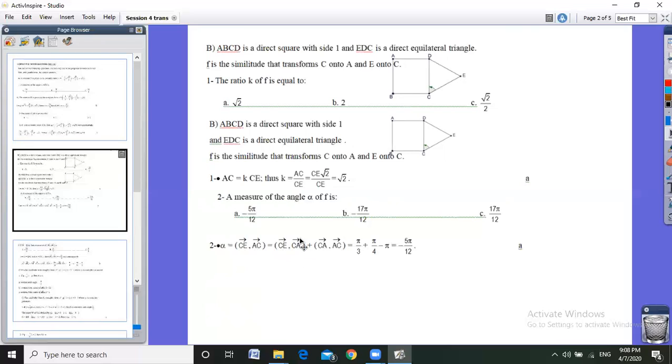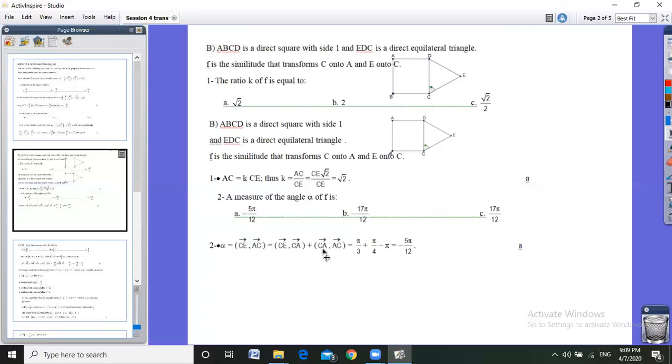Now, (CE, CA) is (CE, CD) plus (CD, CA). (CE, CD) is pi over 3 since this triangle is equilateral. (CD, CA) is pi over 4 since the diagonal in a square is a bisector, and we have this 90 degrees. So (CD, CA) is pi over 4. We get pi over 3 plus pi over 4.